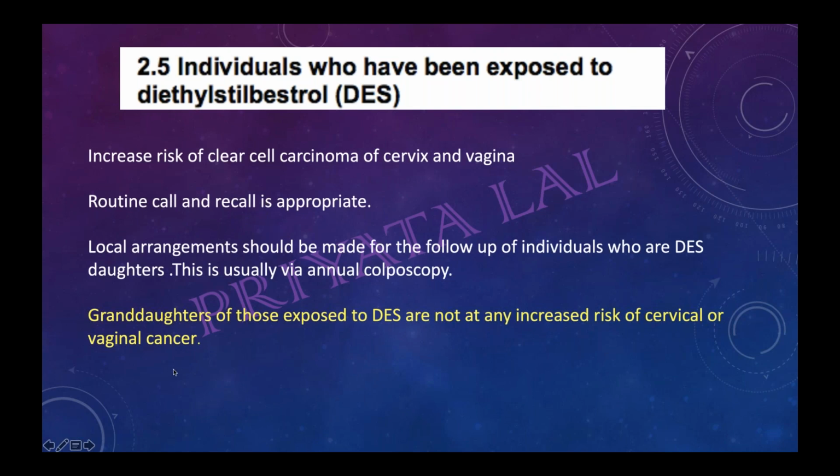So, on the other side, this thing is important. You can get an SBA. Granddaughters of those who were exposed to DES are not at risk of any cervical and vaginal cancer. This part has been newly put in the guidelines. Maybe you can get a question from this line about the granddaughter as SBA. So your answer will be the granddaughters of the persons who were exposed to DES are not at risk of any vaginal or cervical cancer. This much is there in the guideline about DES.